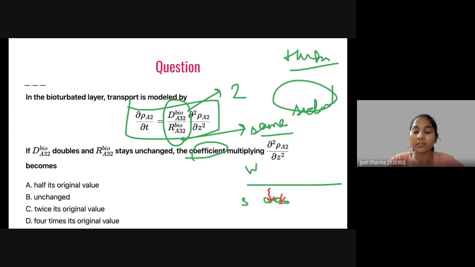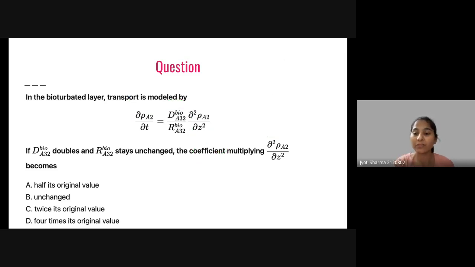So it means the transport that was just by diffusion in the sediment side can be enhanced by the bioturbation, right? But you need to keep in mind that diffusivity will be different. Diffusivity due to bioturbation will be different from the normal diffusivity. And again, the retardation factor will also be different. So it will be twice its original because we are increasing the numerator but not the denominator, and that's how the ratio will give us the double.